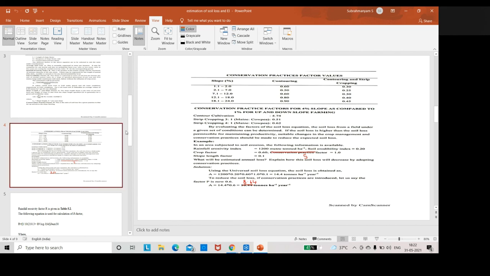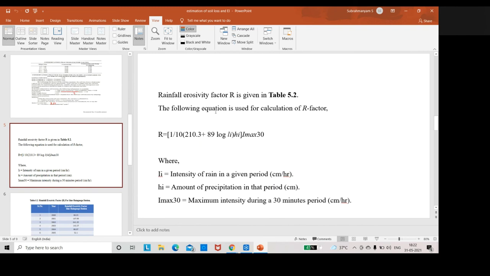Then we will see the rainfall erodibility factor R and the soil erodibility factor K. How we will calculate both these factors, we will see. First, we will discuss the rainfall erodibility factor.